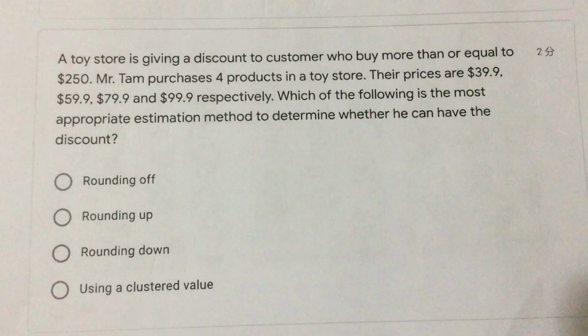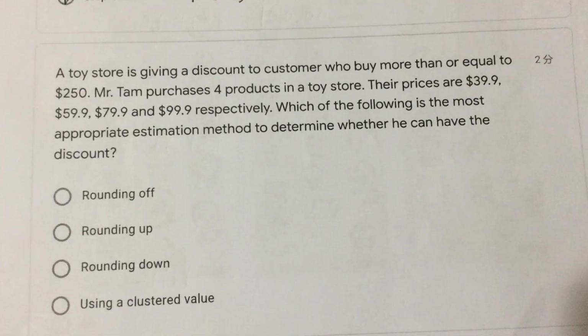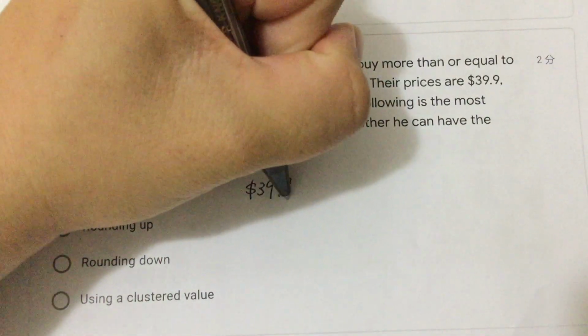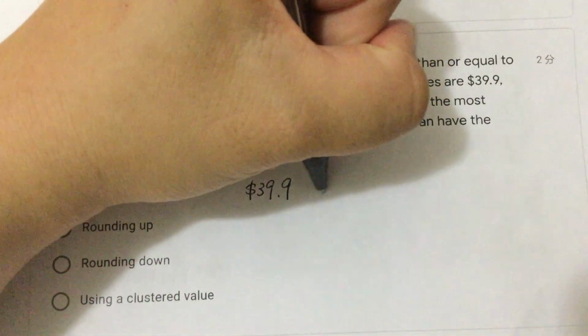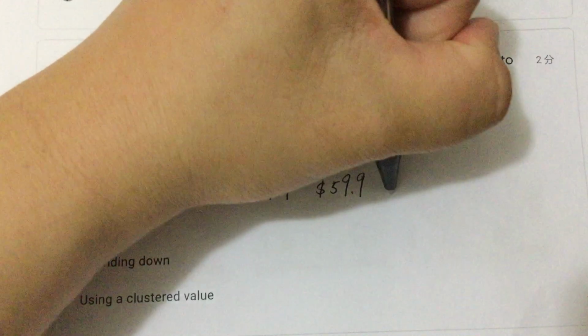This is really a daily life problem, right? Which of the following is the most appropriate estimation method to determine whether he can have the discount? 呢個題目係問究竟我點樣保證用以下邊一個方法係一定可以 check 到我係有一個 discount？This one, I think that the question I give is not too good. But if I give you another number, for example, it is 39.9. And then 59.9 once again. Okay, and then 69.9.